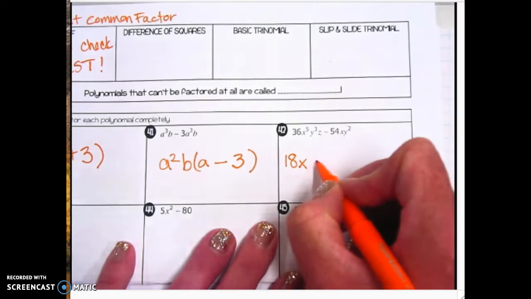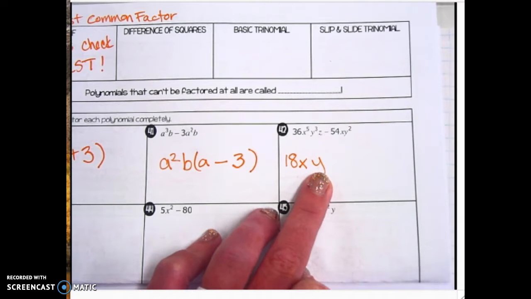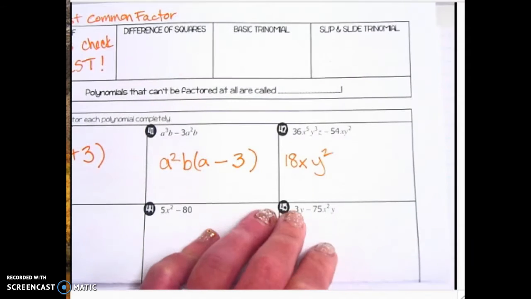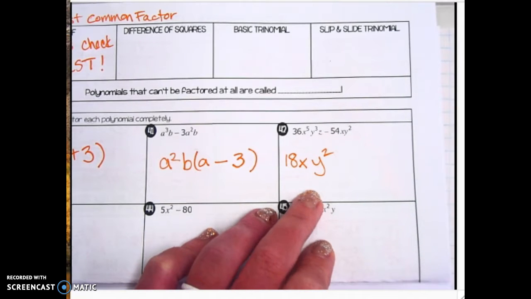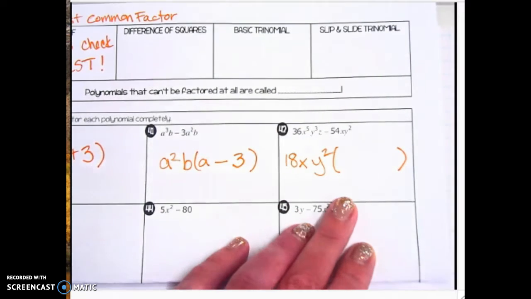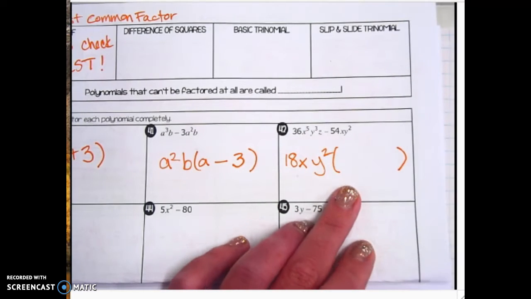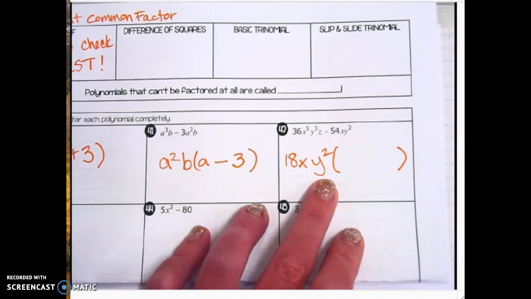So the numeric part is 18. Then we've got an X and we've got a Y. So X to the what power? First, and Y to the second. Oh, there's also a Z, but it's not in both. So there's a Z here, but not here, so we can't have a GCF of Z. All right, so our GCF is 18xy to the second.